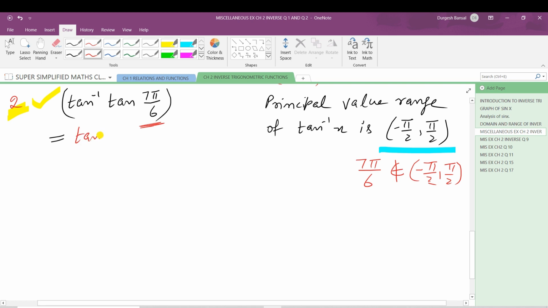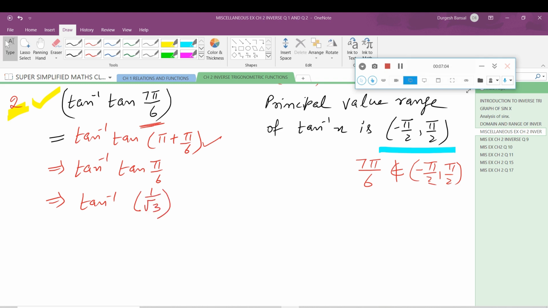And therefore I write tan inverse tan 7 pi by 6 as tan inverse tan of pi plus pi by 6. Now pi plus pi by 6 comes in the third quadrant, and in the third quadrant the tan function is positive, and therefore the result is tan pi by 6. Now tan pi by 6 means tan 30 degree, and hence we have 1 by root 3.